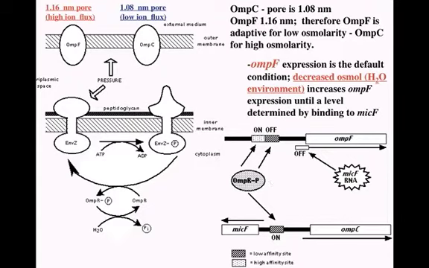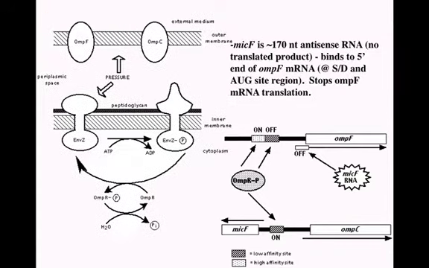MYC-F is a gene that does not encode a protein. This is a non-protein encoding gene. It's an antisense or regulatory piece of RNA. MYC-F is only about 170 nucleotides in length. It has no Shine-Dalgarno sequence, so it is never bound by a ribosome. It is never translated into a protein product.